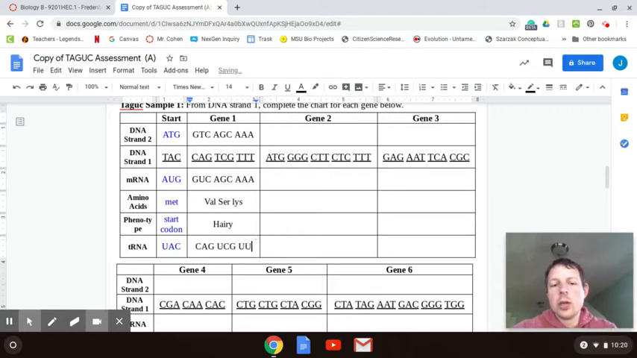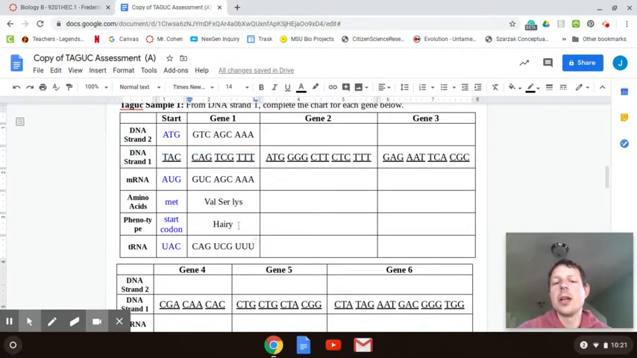U, U, U. So remember, I'm looking at these two strands. C goes with G. A goes with U because there's no T's. C and G. A goes with U. CG, CG, A, U, U, U. Another way to think about it is this and this will be exactly the same, except for wherever you see a T, write a U.